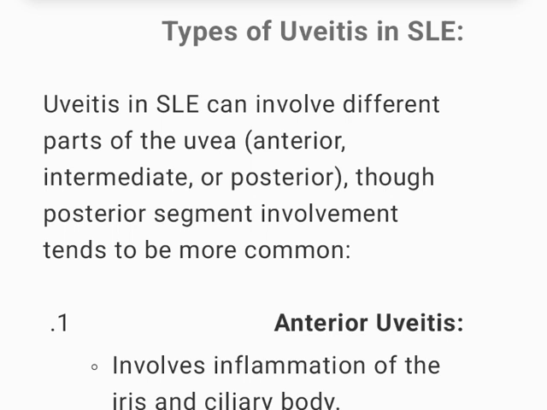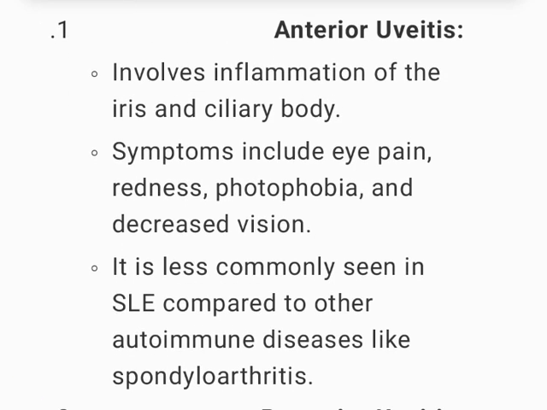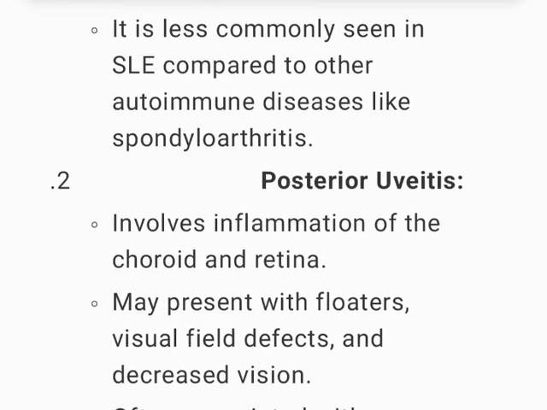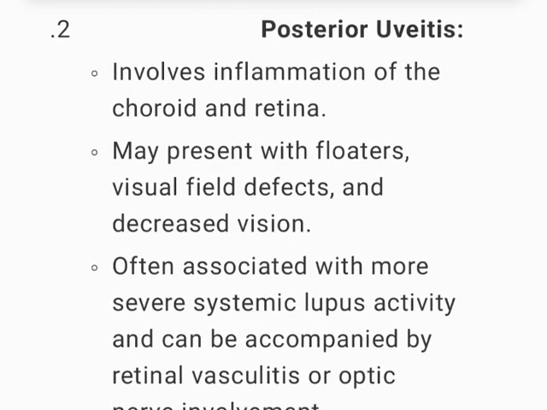Types of uveitis in SLE. Uveitis in SLE can involve different parts of the uvea, anterior, intermediate, or posterior, though posterior segment involvement tends to be more common. 1. Anterior uveitis involves inflammation of the iris and ciliary body. Symptoms include eye pain, redness, photophobia, and decreased vision. It is less commonly seen in SLE compared to other autoimmune diseases like spondyloarthritis.